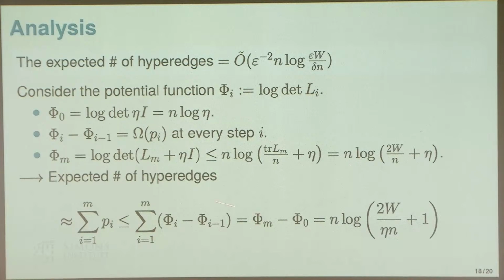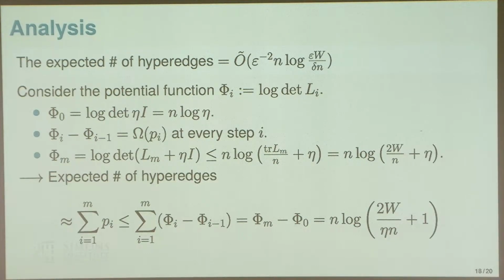And okay, so what is the final potential value? It's going to be log det of L_m plus eta I. And so we can analyze it, and then we can basically say that it's bounded by n times log of W. So the expected number of hyperedges is basically the sum of p_i's. We have some constant parameters like log n or epsilon, but if you ignore them, it's basically the sum of p_i's, and it's upper bounded by the sum of potential differences, and then by a telescoping argument we get phi_m minus phi_0, which is like n times log of W.